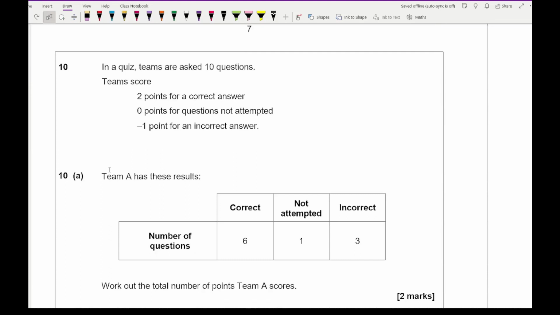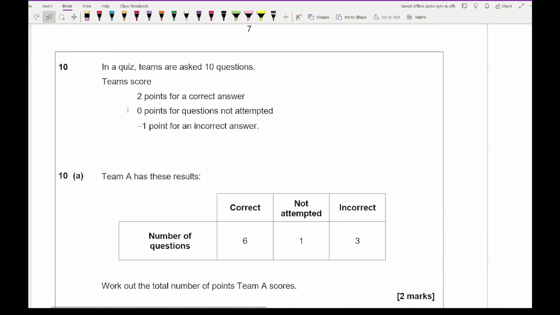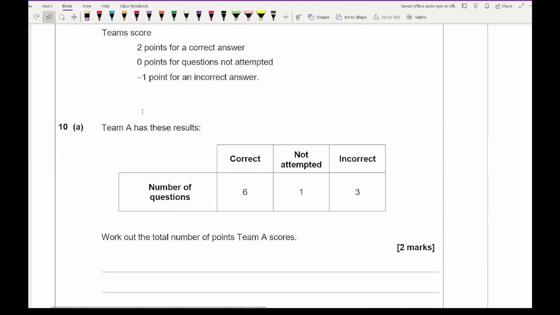So looking at question 10, it says in a quiz, teams are asked 10 questions. Teams score 2 points for a correct answer, 0 points for a question that's not attempted, and -1 if they get the incorrect answer. Team A has these results, and we want to work out the total number of points. So for correct, we've got 6, so that's going to be 6 times 2, plus the not attempted, that's going to be 1 times 0, or just 0. And for the incorrect ones, we're going to have 3 times -1.